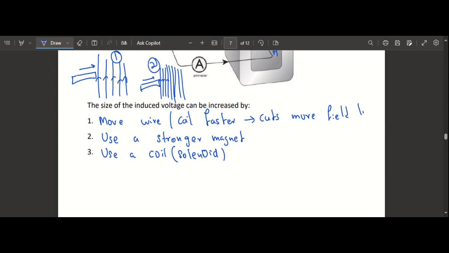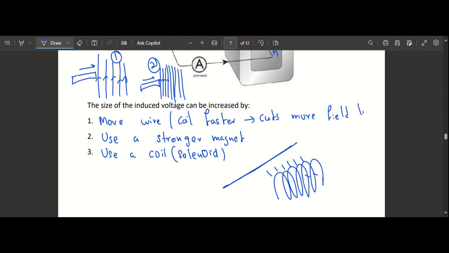Using a coil rather than just a straight wire, each turn will cut the field lines. If it is just a straight wire, only this part cuts the field lines. But if you make it into a coil, each turn, everywhere, will cut the field lines at almost the same time.